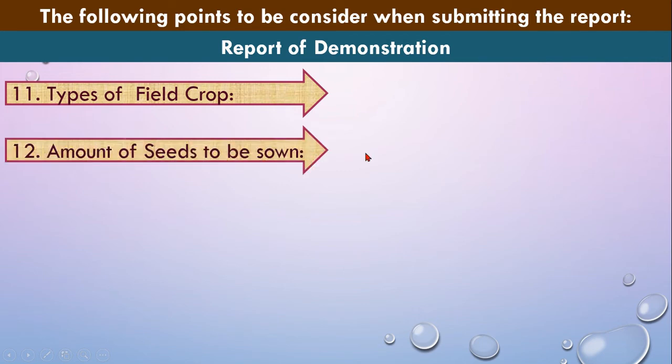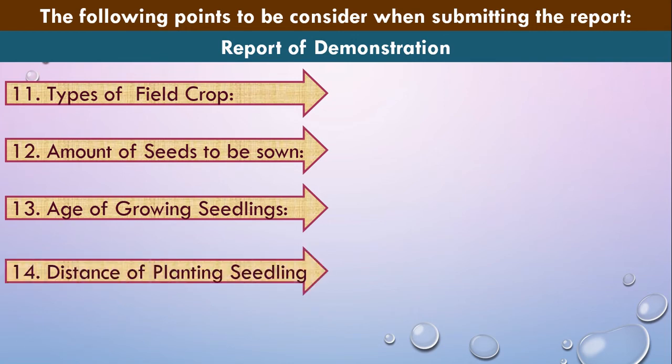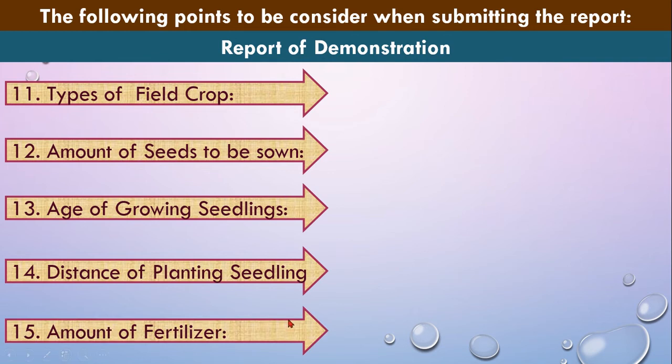Then the amount of seeds sown. That means when they applied the seed, how many grams or how many kilos were sown, like 1 kilo, 2 kilo. And then the age of growing seedlings. That means after how many days the seedlings will be grown. Then the distance of planting seedlings. That means plant to plant 20 centimeter, or row to row 30 centimeter, like this. Amount of fertilizer. How much fertilizer he applies after 20 days or 30 days, like urea, TSP, MOP or biofertilizer, etc.